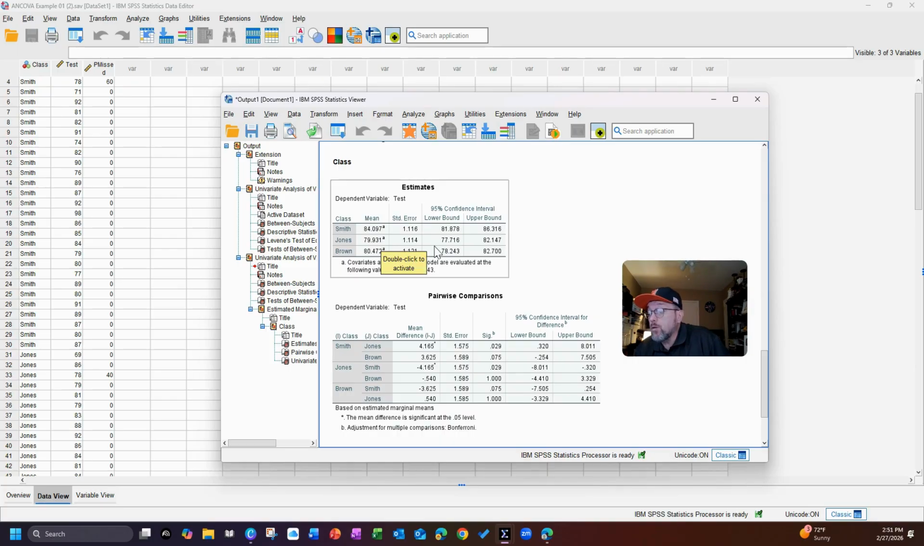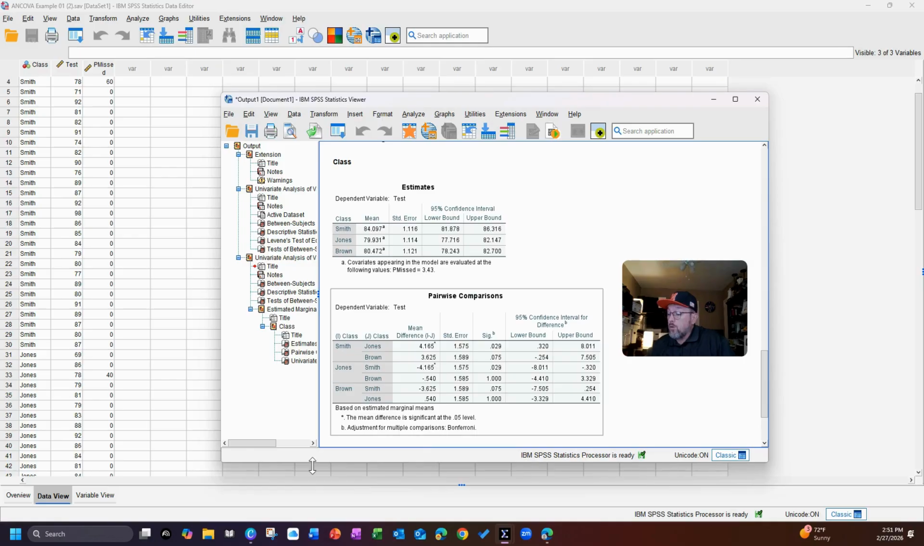These adjusted means are very close to the raw means because periods missed was not a significant predictor in our data set. Pairwise comparisons, Bonferroni corrected. Since the overall test was significant, I now look at the pairwise comparisons to determine which specific classes differ from one another. And these use Bonferroni corrections to control for multiple comparisons.